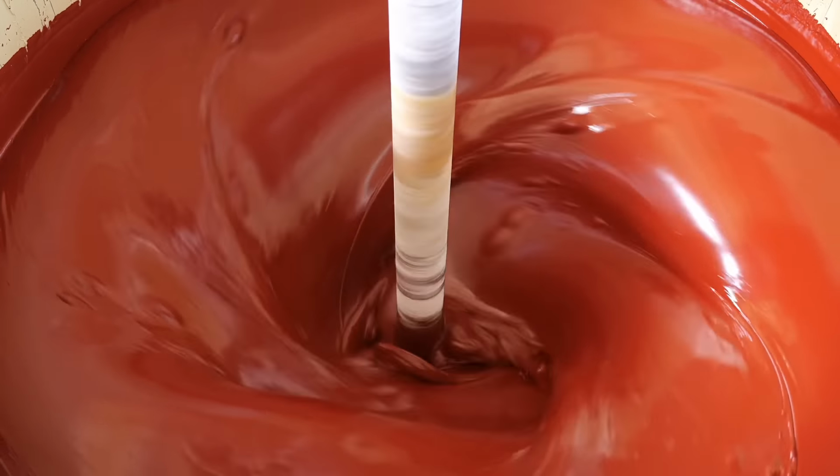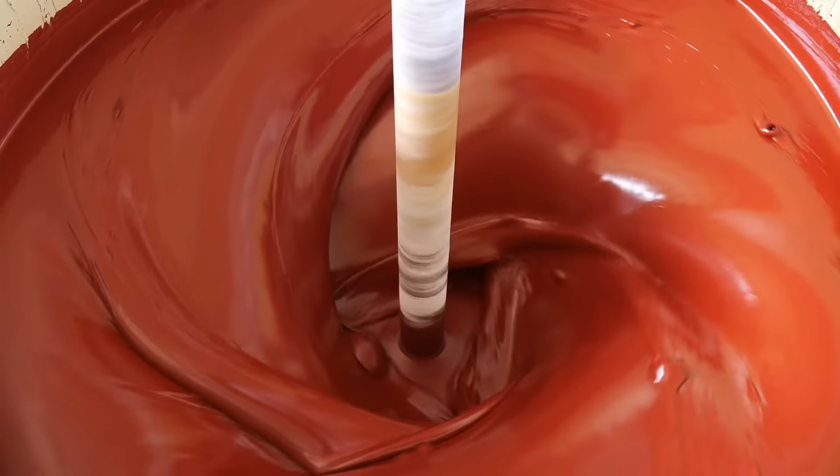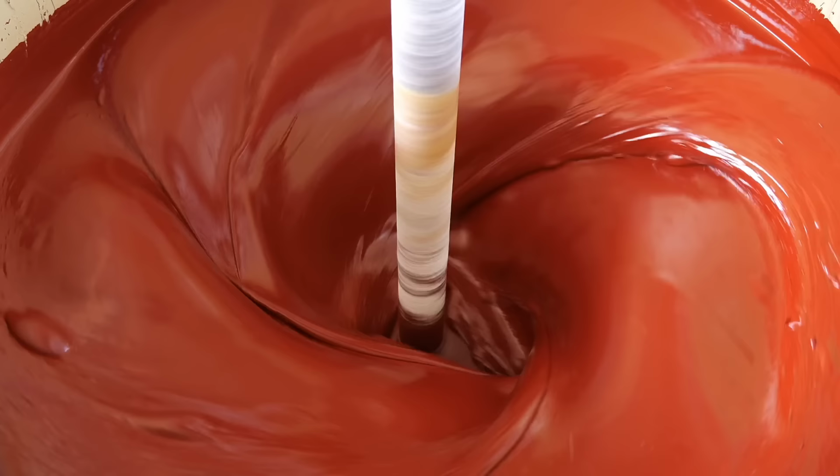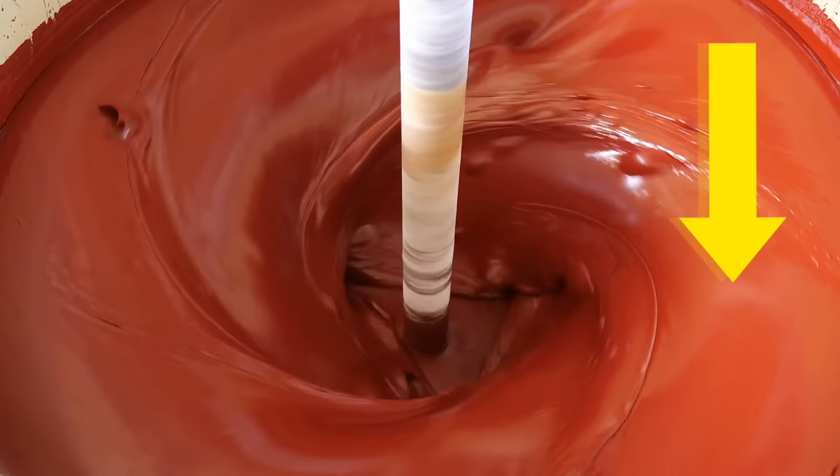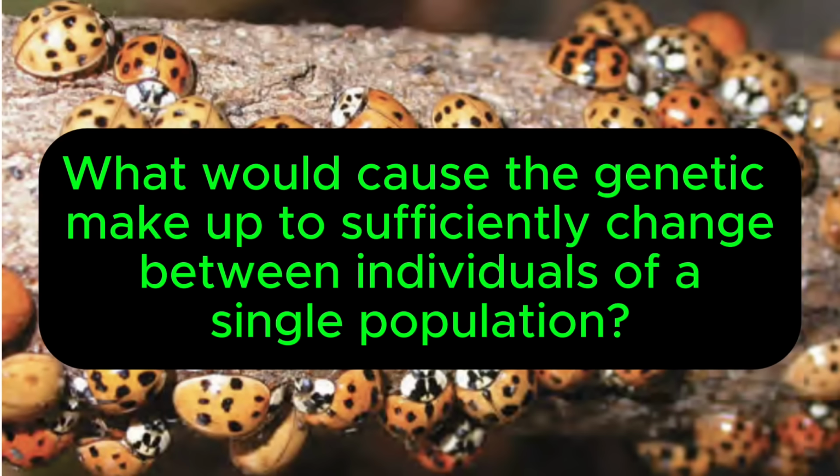Imagine a paint mixer that continuously homogenizes the paint contained within. As new droplets of colors are added, like a mutation in this analogy, it would be eventually mixed in, allowing the color to shift together but never disparate in different parts of the solution. Then I think we can logically ask the next question, which is what would cause the genetic makeup to sufficiently change between individuals of a population to begin the speciation process?